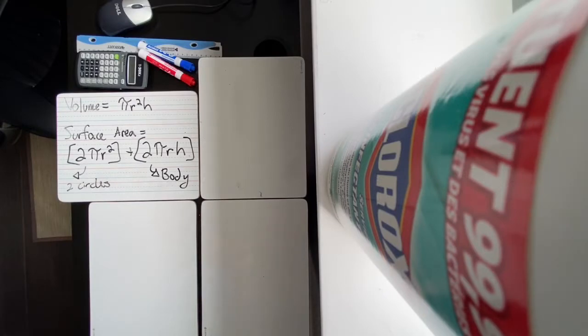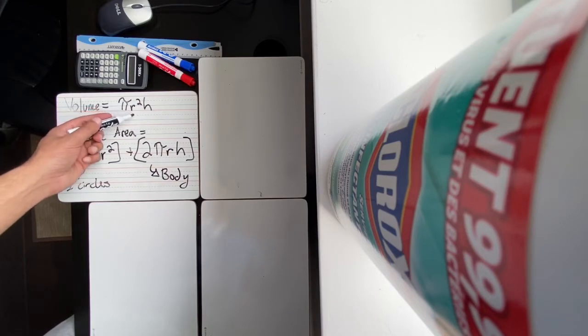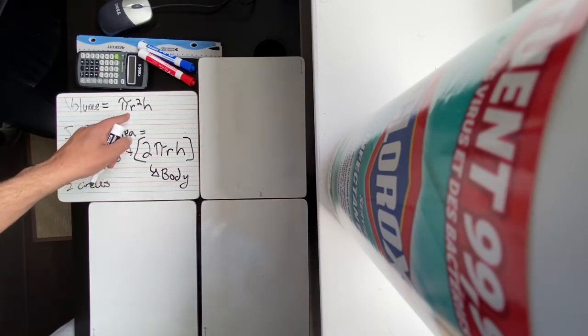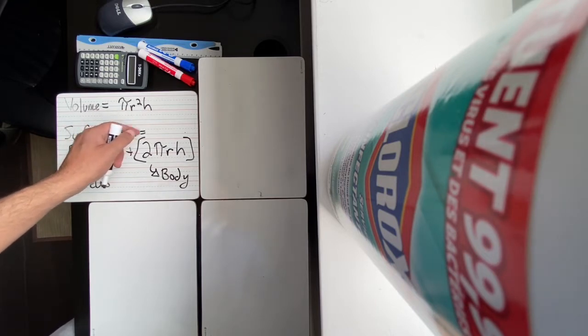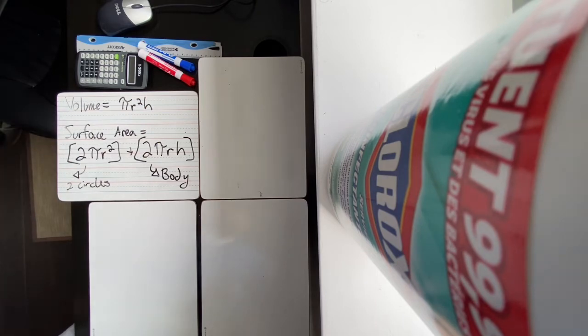Okay, so just as a quick review of the formulas we were given last week, don't worry, you don't have to memorize these or anything. You'll always have these attached to your homework. Volume of a cylinder is pi times radius squared times height. So you would find the radius first, square it, and then times it by pi, and then times it by height to get the total volume of a cylinder.